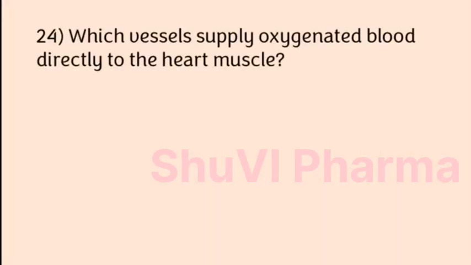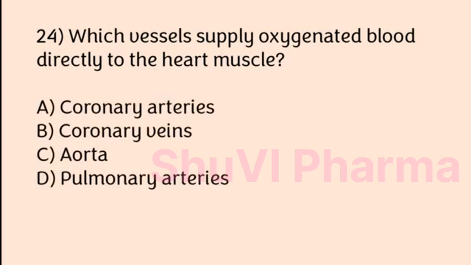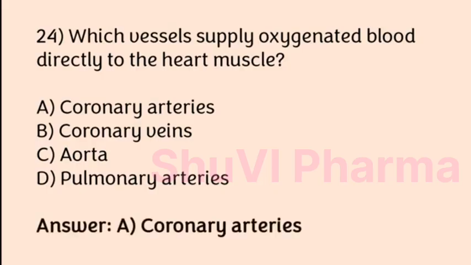Which vessel supplies oxygenated blood directly to the heart muscles? Coronary arteries, coronary veins, aorta, pulmonary arteries. The correct answer is option A. Coronary arteries.